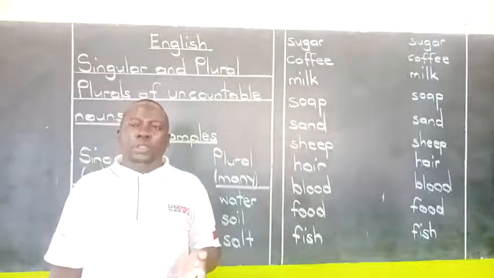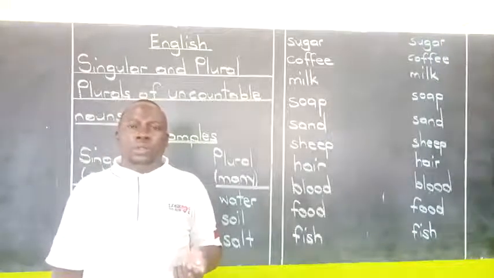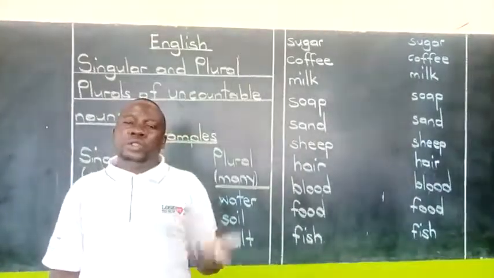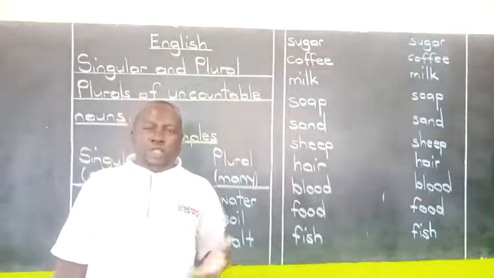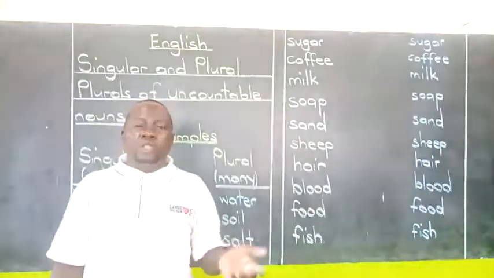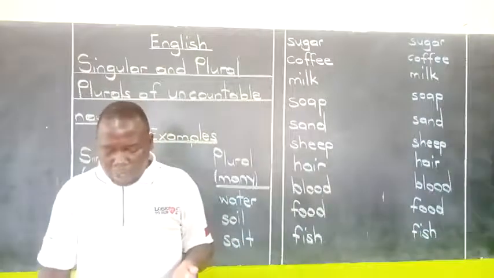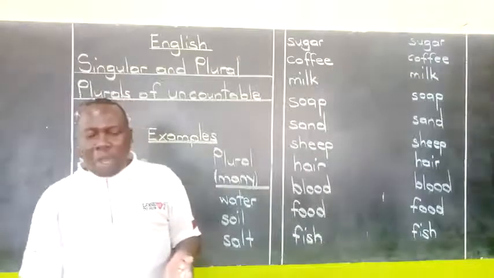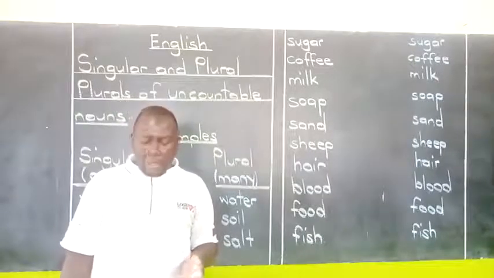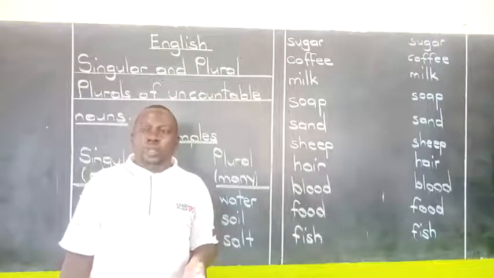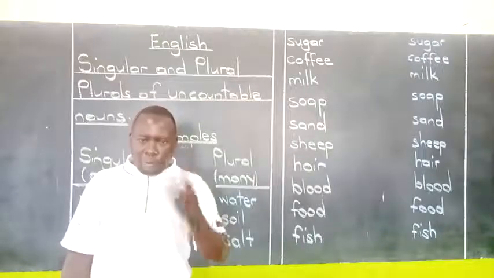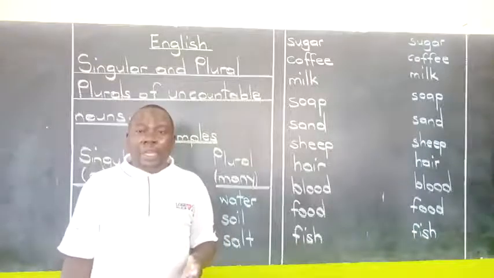Charcoal. You cannot say 1 charcoal, 2 charcoals, no. But it can be measured in a sack. Give me a sack of charcoal, 3 sacks of charcoal. But don't say, give me 2 charcoals or 5 charcoals. No, it cannot be counted. We have luggage. Don't say luggages. It remains luggage. Grass, you cannot count grass. It remains grass.